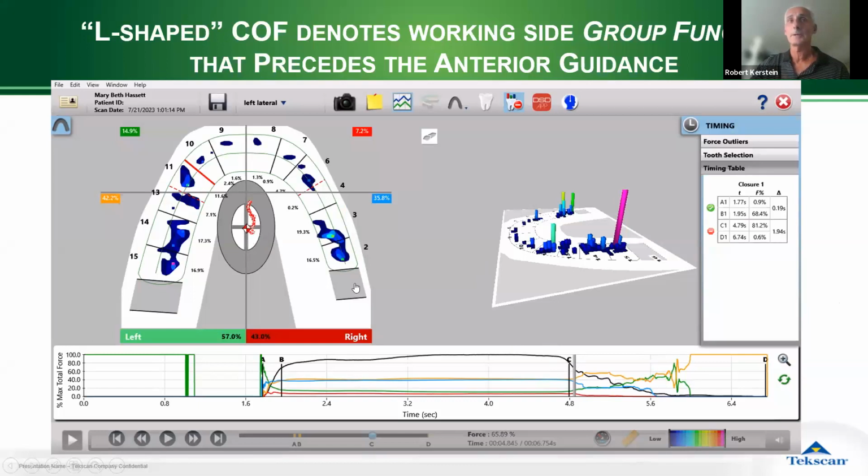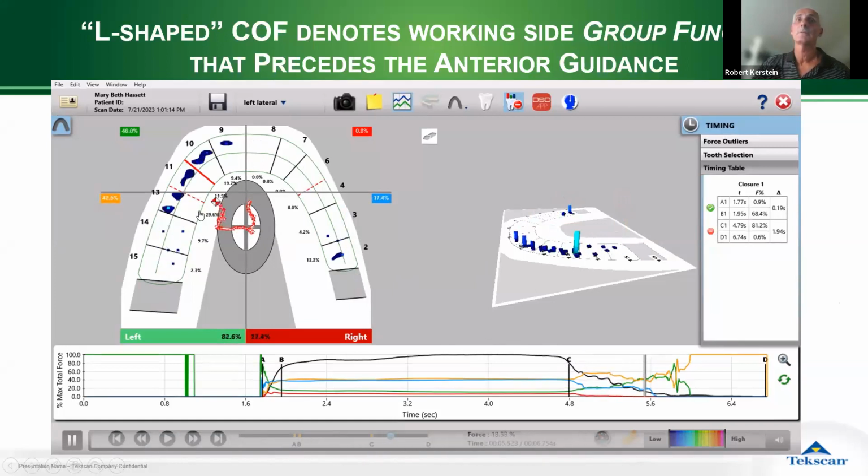Now, before I play the movie, look at the COF, look at the graph. The graph has the orange quadrant in control. The green quadrant tries to take control, but it fails, right? And the balancing side, the blue quadrant, is involved also. Now watch the center of force, how it correlates to the group function that's in the graph. The center of force goes sideways, directly into the group function, then it transitions north to try to get to the anterior guidance. And in this case, the anterior guidance fails, as you saw there.